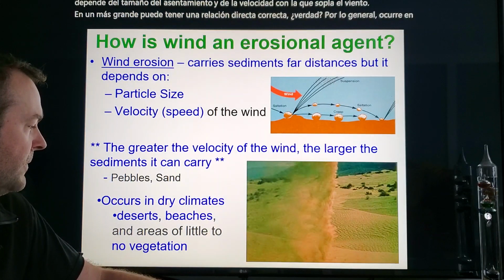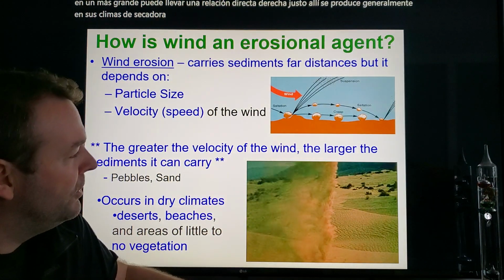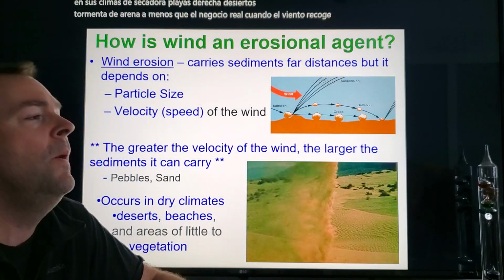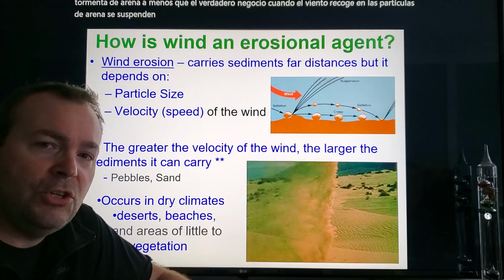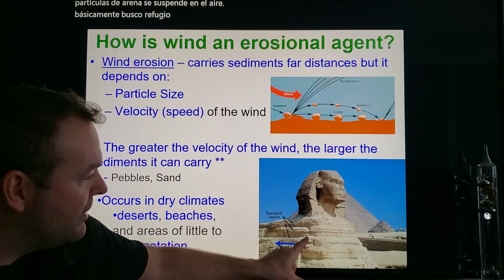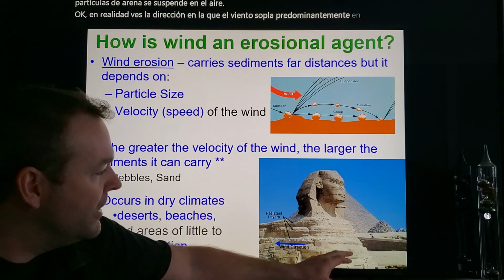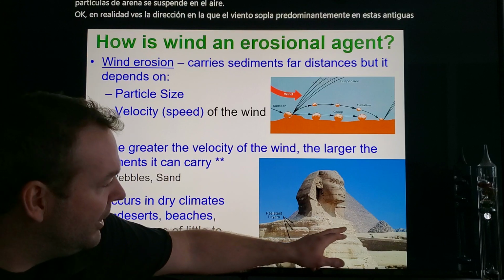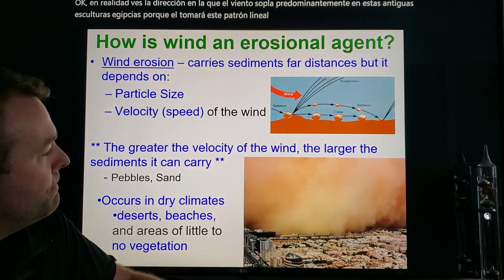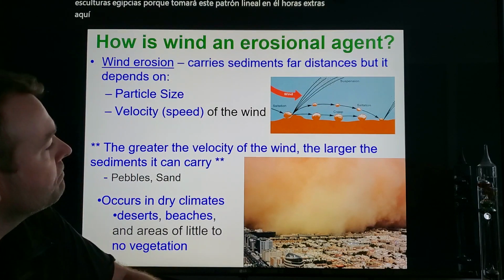Beaches, deserts. You've heard the expression a sandstorm. Well, that's the real deal. When the wind picks up and the sand particles get suspended in the air, you got to cover your face and you got to seek shelter. Okay? You can actually see the direction that the wind predominantly blows on these ancient Egyptian sculptures because it'll take this linear pattern in it. And over time, it kind of erodes it away. All right? There's a classic sandstorm coming into a city right there.